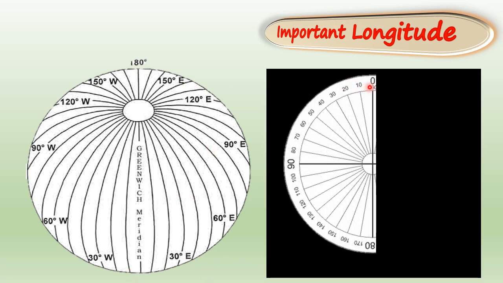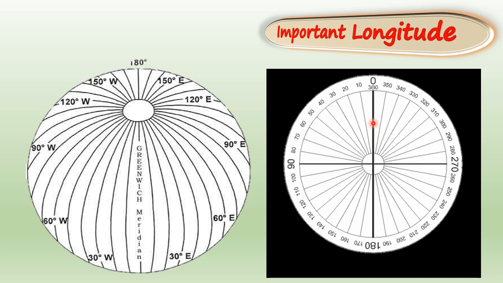Now see here. What is this? This half circle is of how many degrees? 180 degrees? Yes, children. And 180 degrees plus 180 degrees will be what? 360 degrees. Why, children? Because they are not making a full circle. They are making half circles. They are starting from the North Pole and they are ending at the South Pole, and they are making semicircles, not full circles.